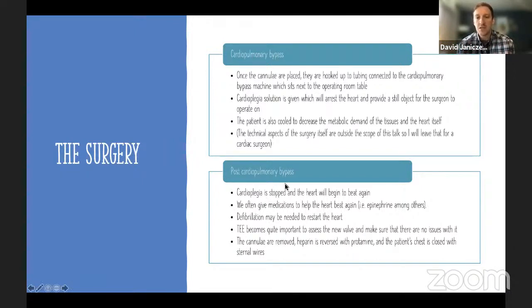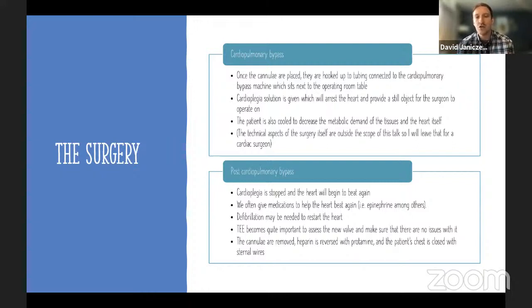We also, from the anesthesia side, give medicines to help the heart beat again. So maybe epinephrine. There's others that may be given as well. And then we may need to defibrillate the heart. So basically apply electrical energy as well to restart it. So at this point, the transesophageal echo or TEE becomes really important to assess the new valve and make sure there are no issues with it. If there are, we may have to go back on bypass and have the surgeon fix it.